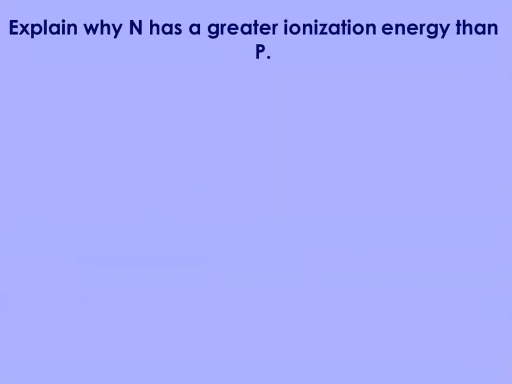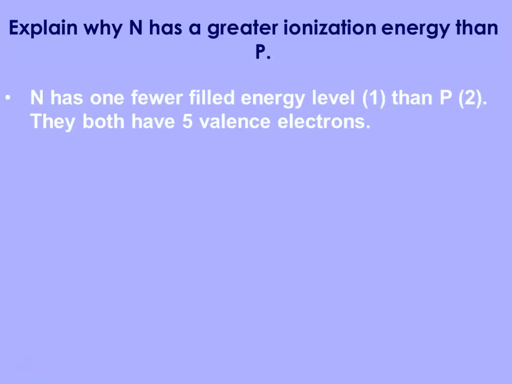Why does nitrogen have a greater ionization energy than phosphorus? These two are in different energy levels. Nitrogen has 1 filled energy level, phosphorus has 2. So phosphorus has more shielding than nitrogen. They both are in the same group. They have the same number of valence electrons.